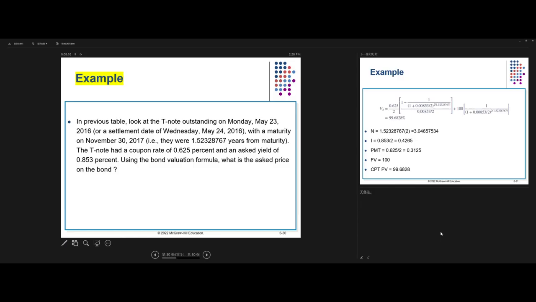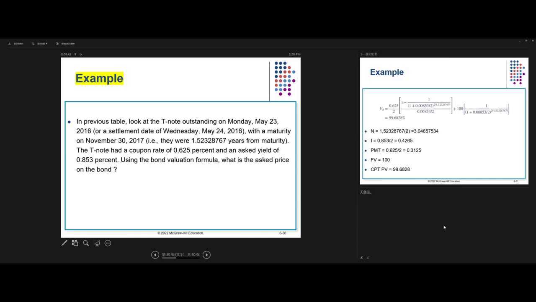Yeah. So basically, this 1.523 years from maturity is the number of years, but because this is treasury note, we have to use semi-annual compounding. Therefore, we have to use this 1.5232867 times 2 in order to get the number of periods. And the treasury note had a coupon rate of 0.625% and an asked yield of 0.853%. So using the bond valuation formula, what is the asked price of the bond?